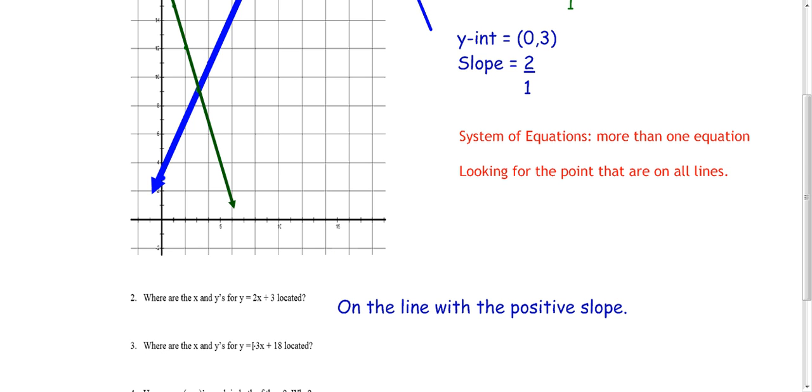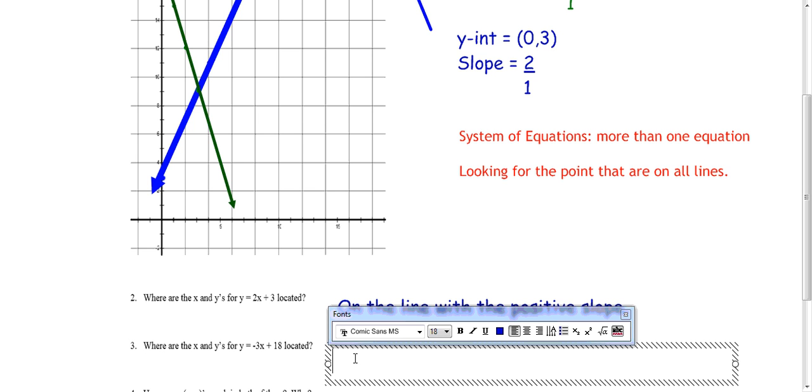So like here, where are all the x's and y's for y equals negative 3x plus 18 located? And those are all going to be on the green line, so on this line with the negative slope.